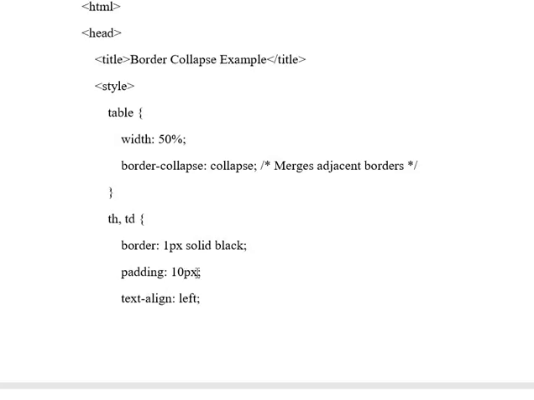So 10 pixel will be the space between the text of the cell and the border of the cell from all the sides of the border. So the top border, bottom border, left border and right border, the spacing between the cell text and the border will be equal to 10 pixel.